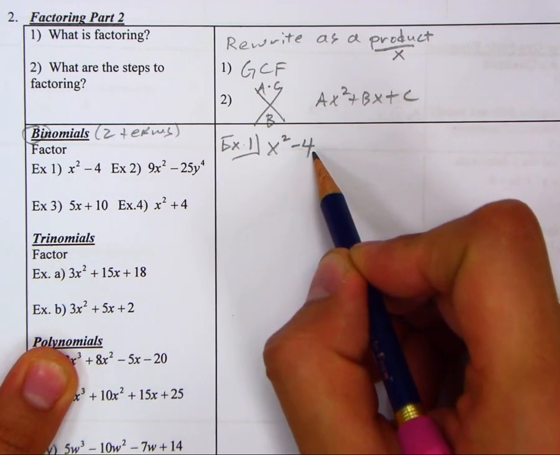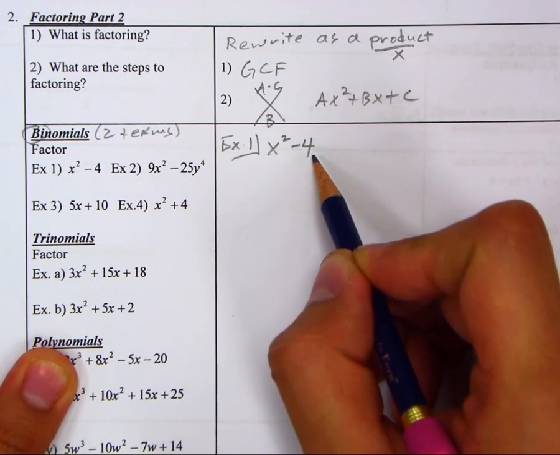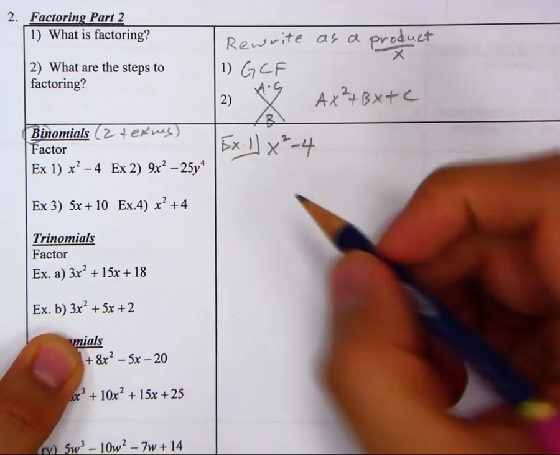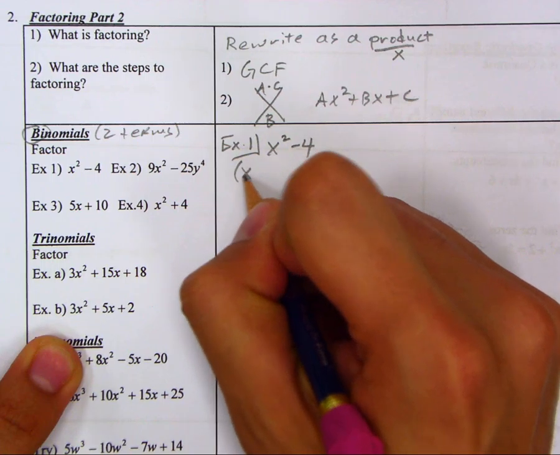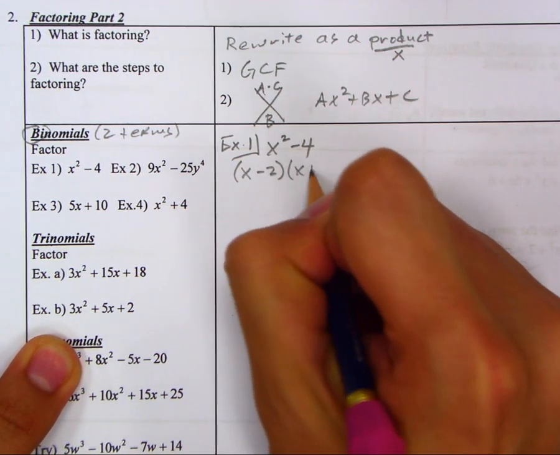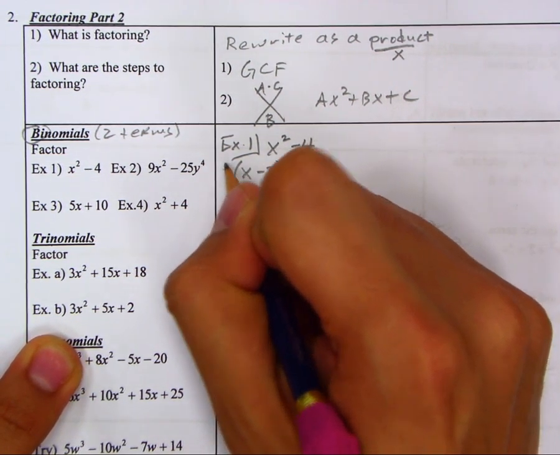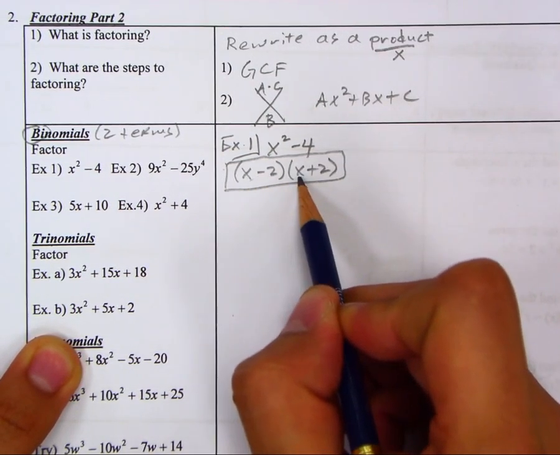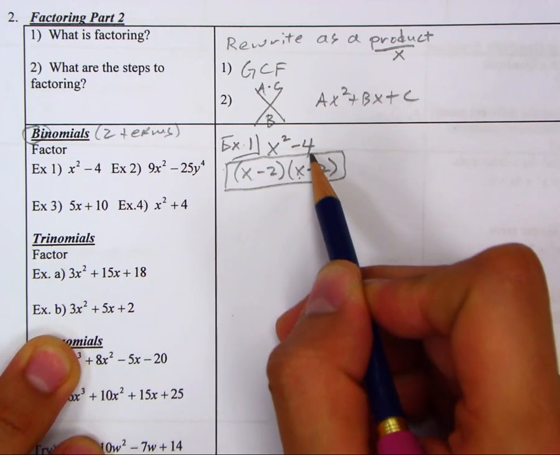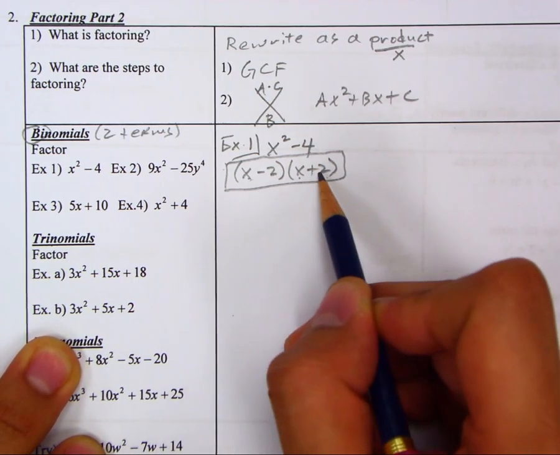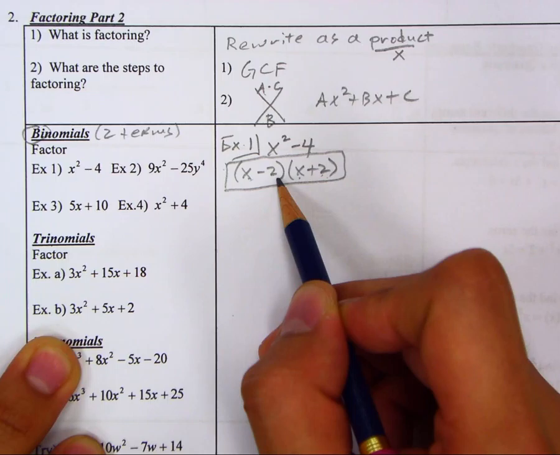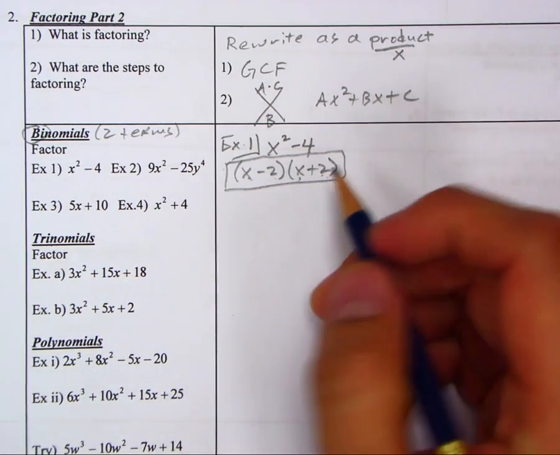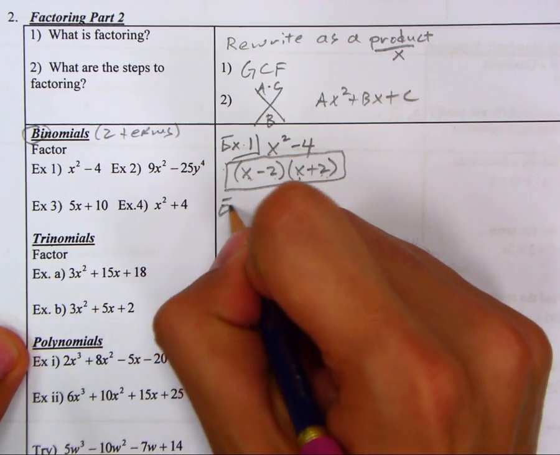4 is a perfect square. What I mean by that is the square root of 4 is 2, and x squared is just x times x. So we can write x minus 2 and x plus 2. The reason why: x times x is x squared, negative 2 times positive 2 is negative 4. The x times the 2 is 2x, and negative 2 times the x is negative 2x, and the two middle ones just cancel out.